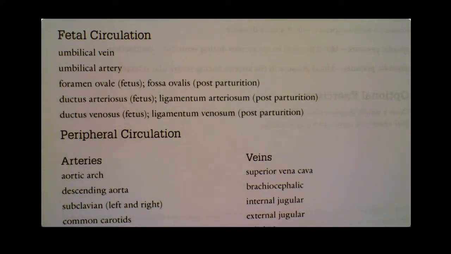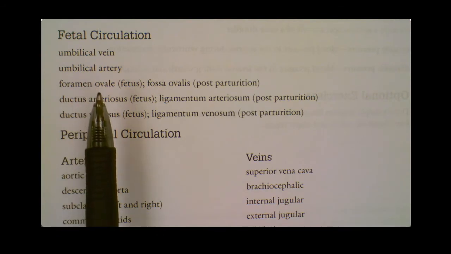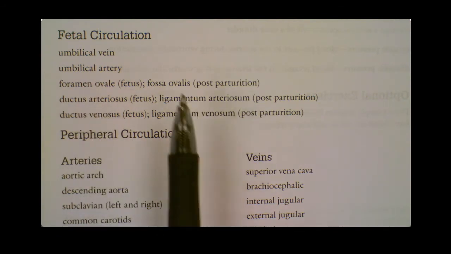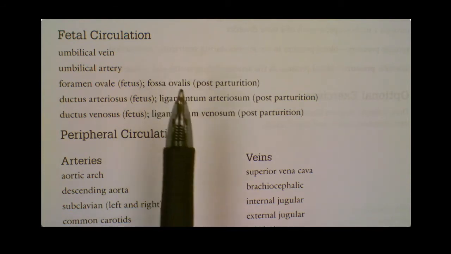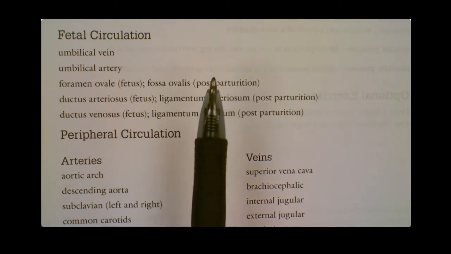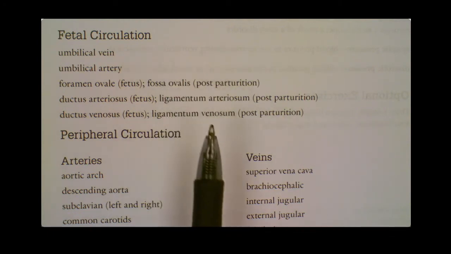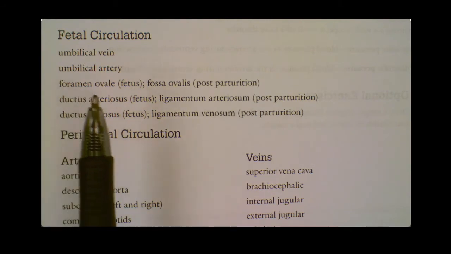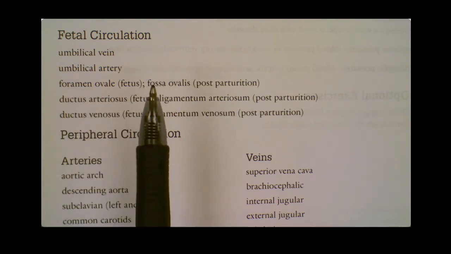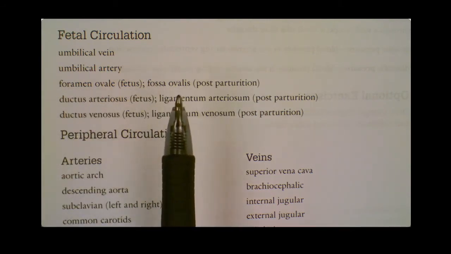One thing to realize is a few of these structures, we have the fetal structure, and then we've got a complement of postpartum organs. So, like the foramen ovale becomes, after we're born, the fossa ovalis.